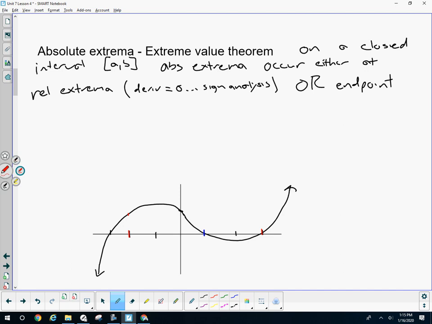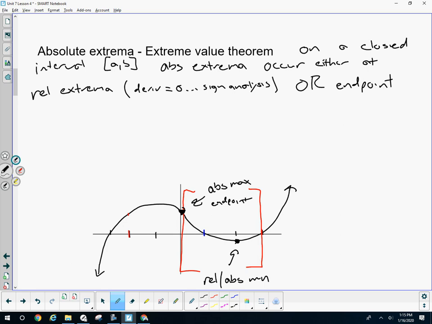Okay, so for example, I had a minimum value at an endpoint. Well, maybe I look at this graph from 0 to 3. Here, the minimum is at the relative min. This is a relative and absolute min. But here, that would be my absolute max endpoint. Okay?